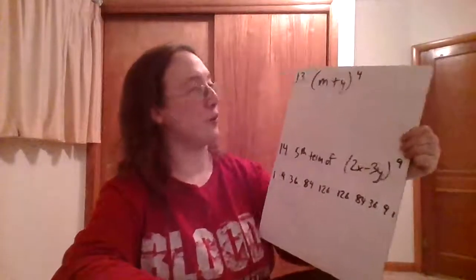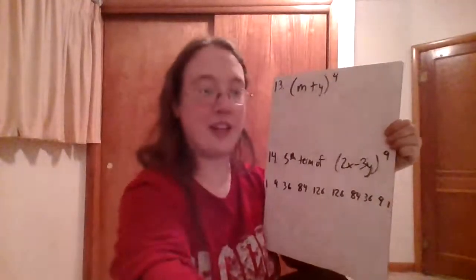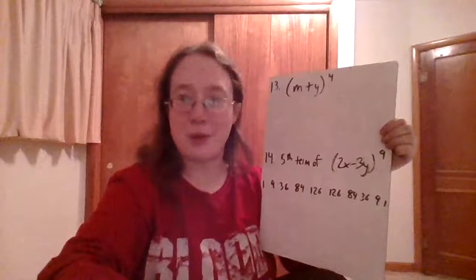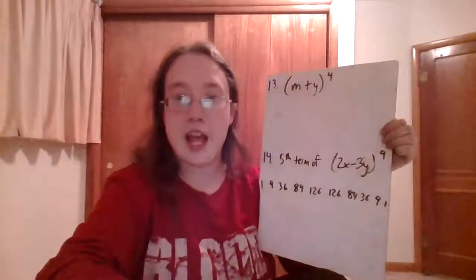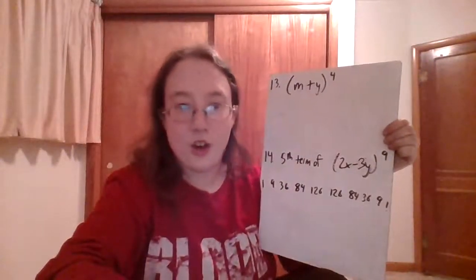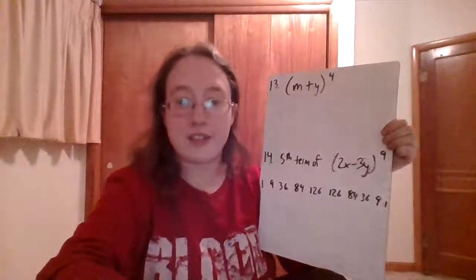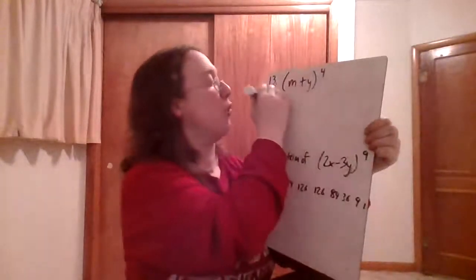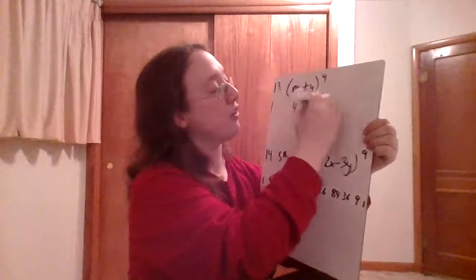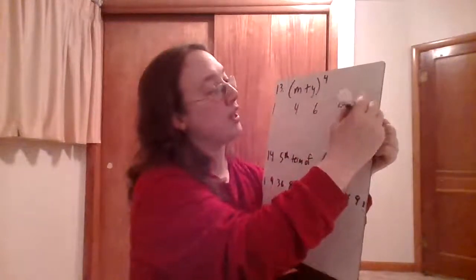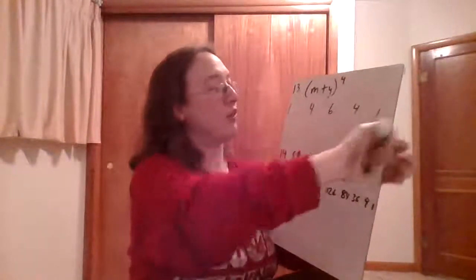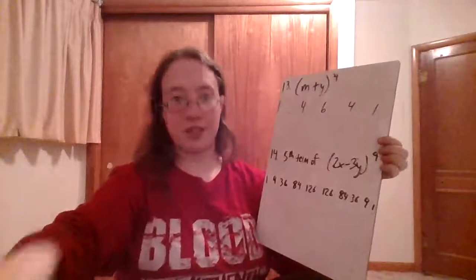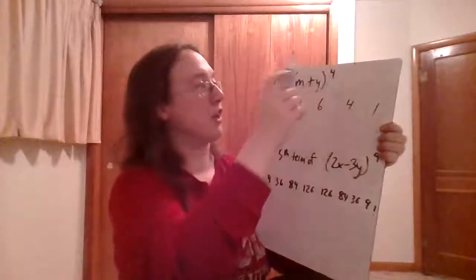Okay, so your fourth row of Pascal's triangle looks like 1, 4, 6, 4, 1. Okay, and once we've got that, we're filling in some m's, starting with an m to the fourth.